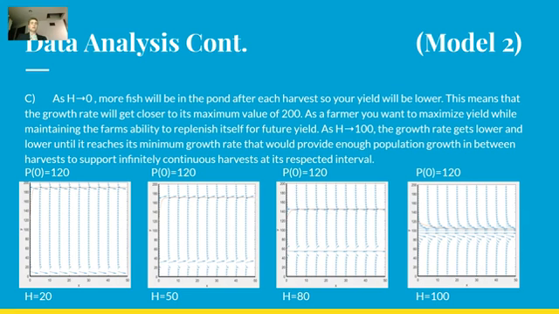So here we are testing the harvest rates, and you can see how the populations remaining after each harvest are different. So with a harvest of 20, you will have a remaining of around 80, and that will always keep your population around 180, and so on and so forth with the other values.